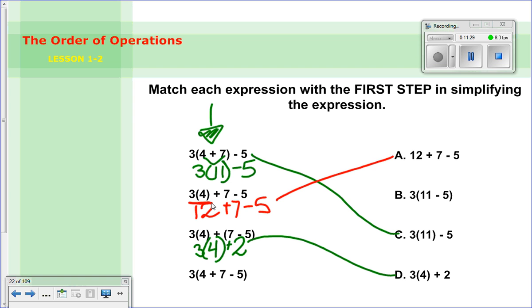And then, of course, this last one must go to B, but we can double check it. We have 3 times 4 plus 7 minus 5. And in this one, we actually have a couple different things going on in these parentheses. When that happens, you just go through the rest of the steps. There's no multiplication or division happening in there. So you're going to go down to step 3, adding or subtracting. And you do that from left to right. So we have 3 times the difference 11 minus 5.